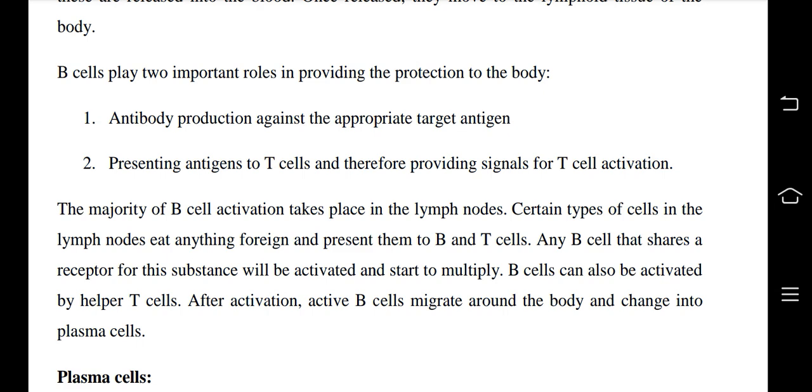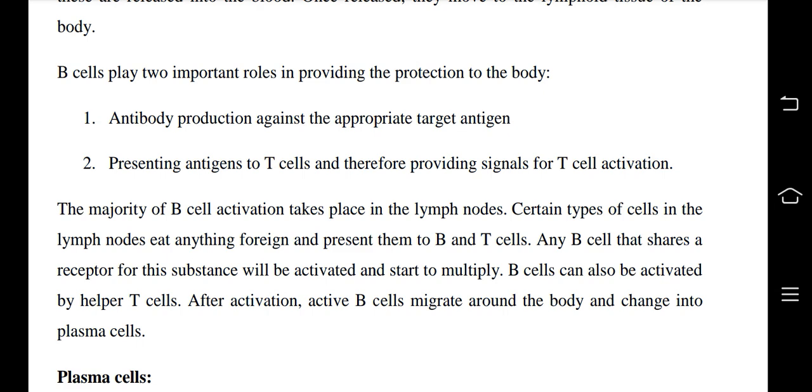Antibody production against the appropriate target antigen, then presenting antigens to T cells and therefore providing signals for T cell activation. The majority of B cell activation takes place in the lymph nodes.